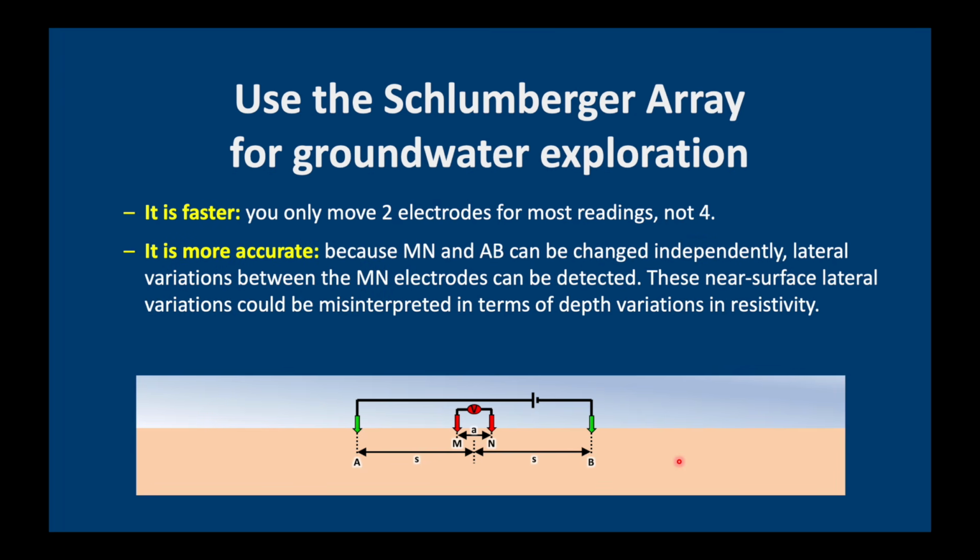Another reason, which is actually the most important reason, is it's much more accurate because we can change our M and N and A and B electrodes separately, so then we can cross-check if there's been any lateral variations in the near-surface resistivity, which can lead to errors in interpretation of the VES. And last but not least, and this might surprise some of you, it has a slightly deeper depth of investigation than the Wenner array. Let's have a closer look at the depth of investigation, a term that has led to a lot of confusion.